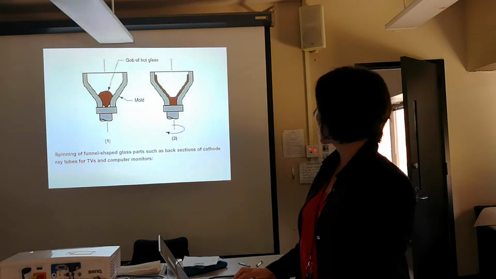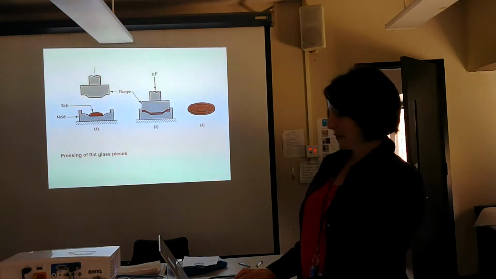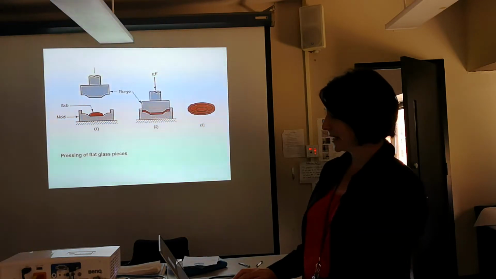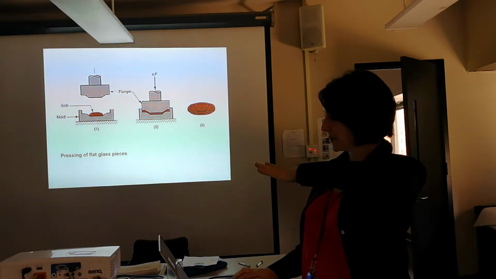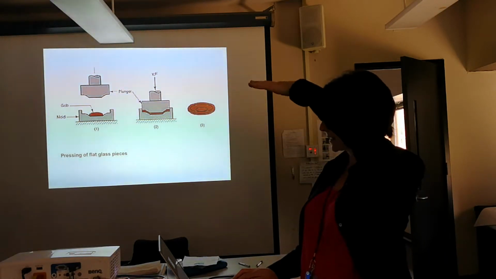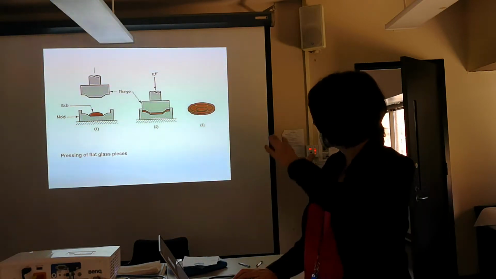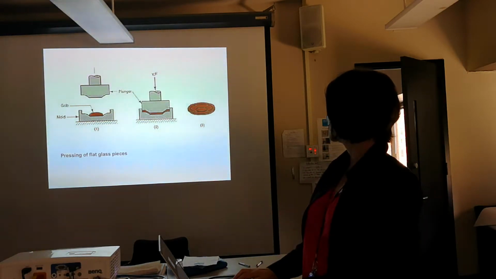So there's that too. Okay, so pressing, this is for flat pieces, and the glass gob is fed into this mold from the furnace, and then you press it into shape by the plunger. You see the plunger there, and then it's retracted, and the finished product is pulled out, and the force goes in, and you see there's a dish.